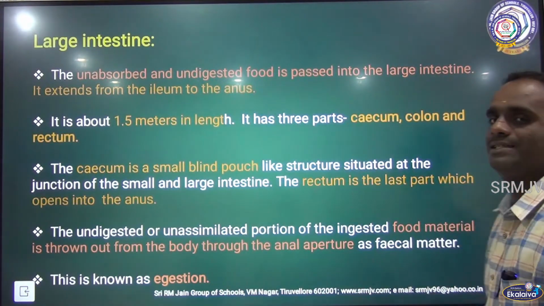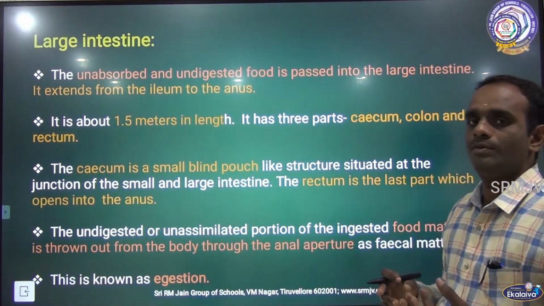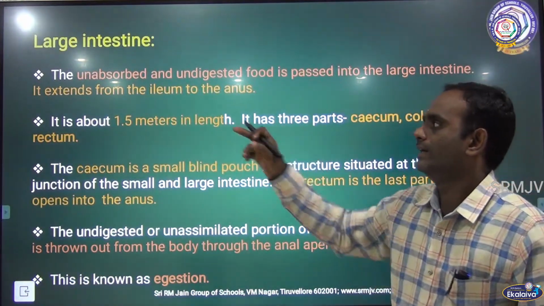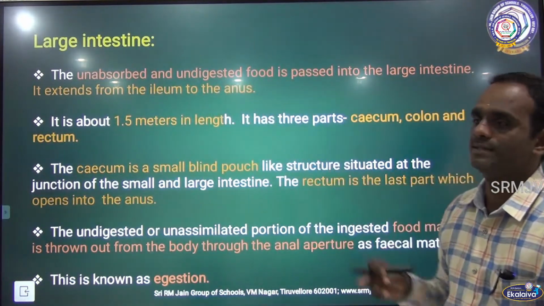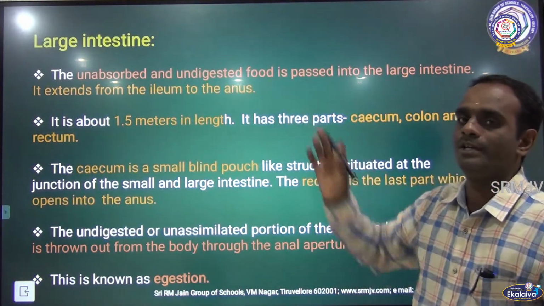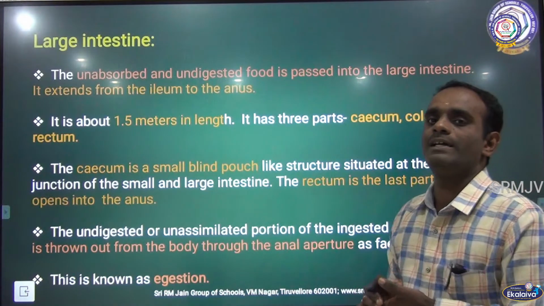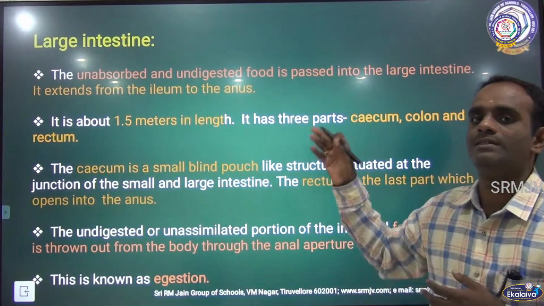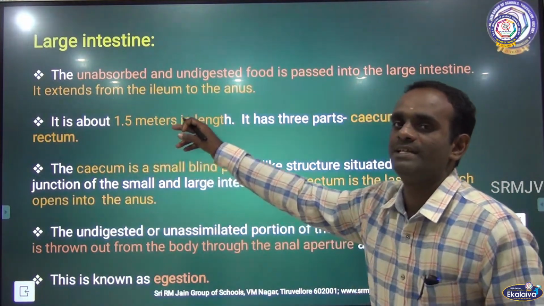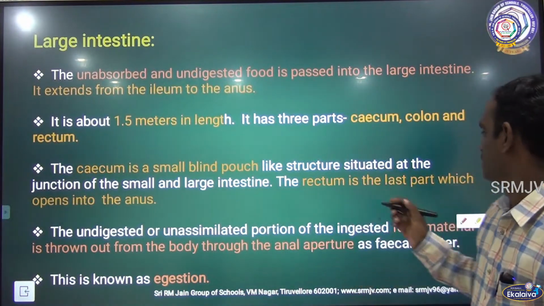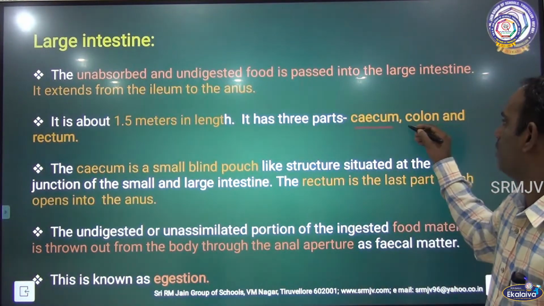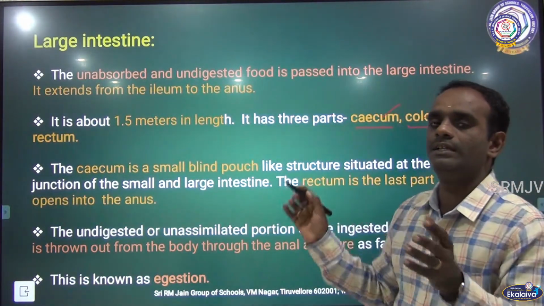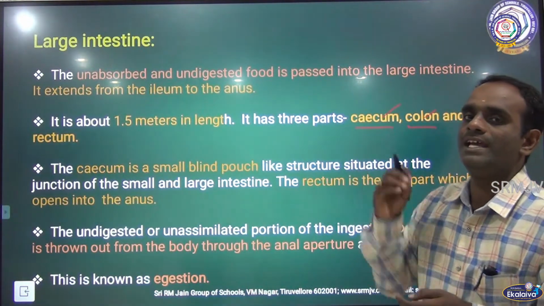Then move on to the large intestine. The unabsorbed or undigested food is passed into the large intestine, which extends from the ileum to the anus, and it is eliminated from the body. It is about 1.5 meters in length. See here, the small intestine is 5 to 7 meters in length, but this large intestine is only 1.5 meters in length. It has three parts. The first one is cecum, second one is colon, and the next one is rectum. The three are collectively called the large intestine.